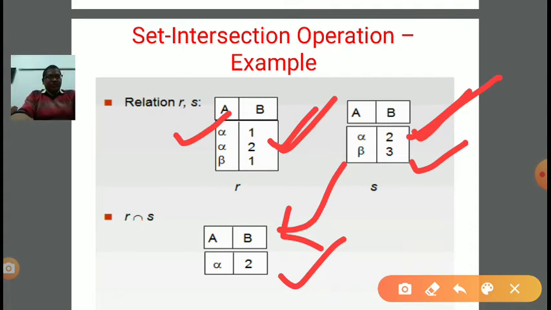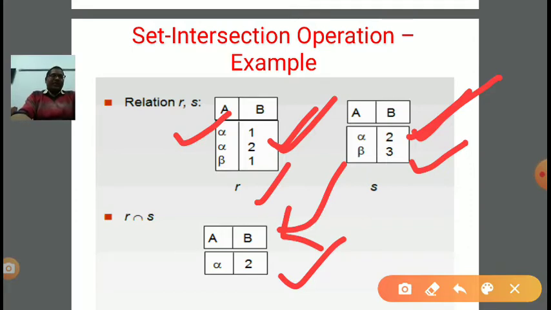Now the third row is beta 1 in relation R. We check whether beta 1 is present in the second relation. No, it is not present. Alpha 2 is the first row and beta 3 is the second row, so beta 1 is also not present in both relations.